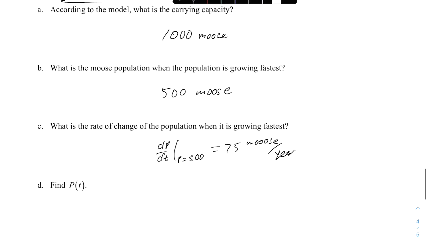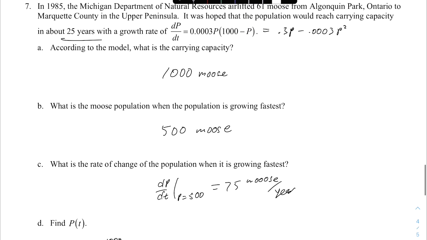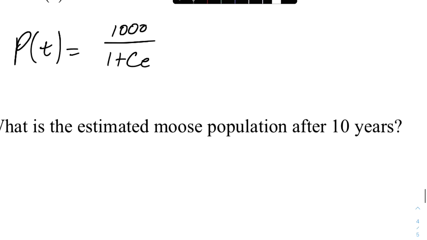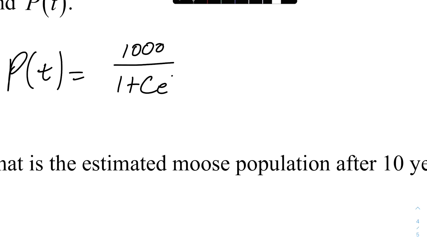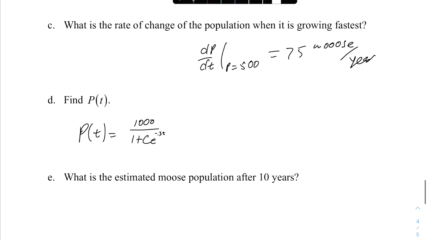And find P of t. So this P of t is 1,000 over 1 plus Ce to the negative KLt. K is 0.0003. Right, this is our value of K. This is L. So negative 0.3t. And we do need to find that value of C.